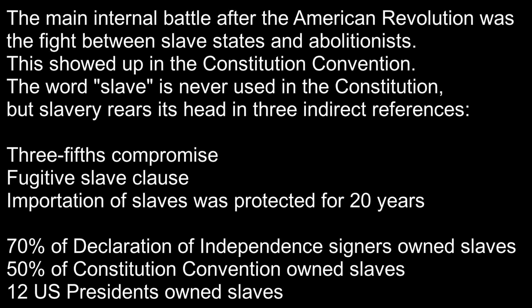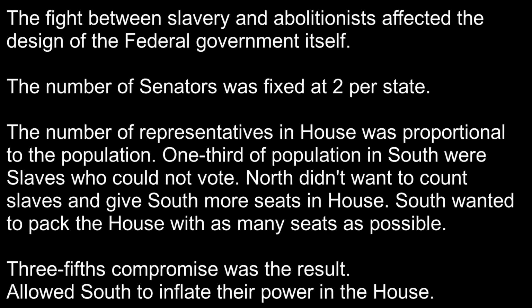The word slave is never used in the Constitution, but slavery shows up in three indirect references in the Constitution: the Three-Fifths Compromise, the Fugitive Slave Clause, and the prohibition on outlawing the importation of slaves for 20 years. The fight between slavery and the abolitionist movement affected the design of the federal government itself.